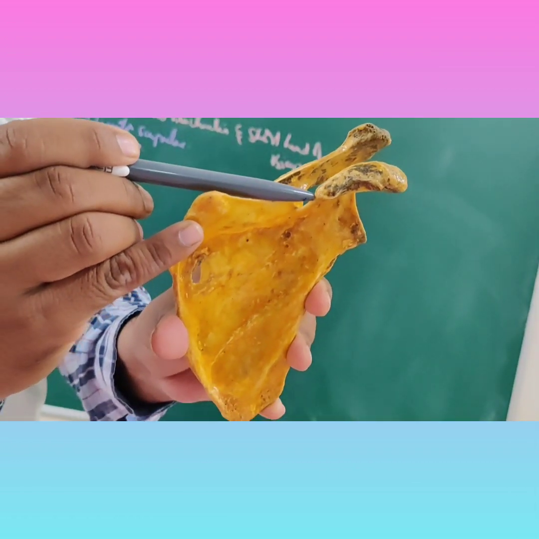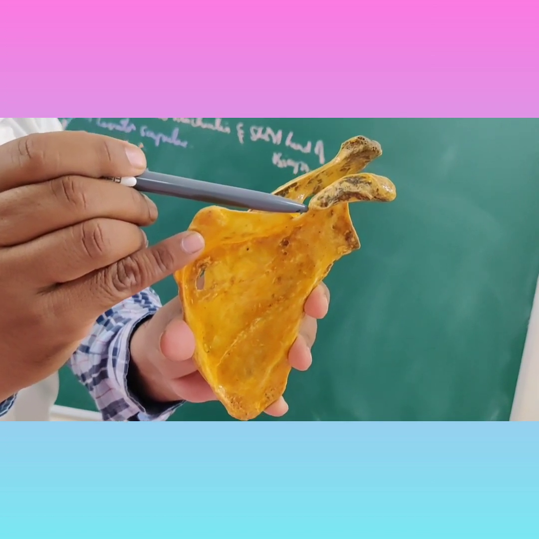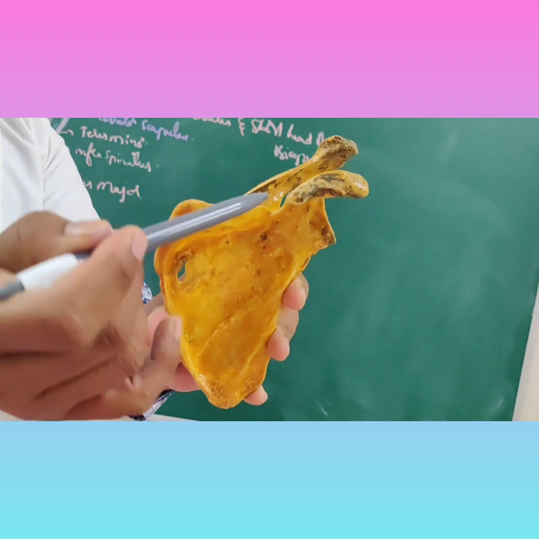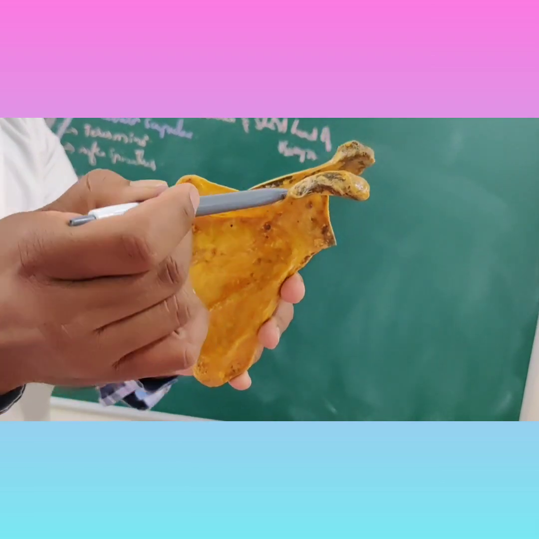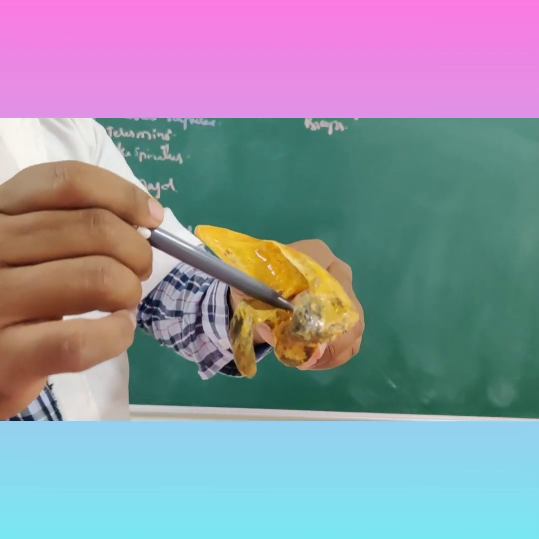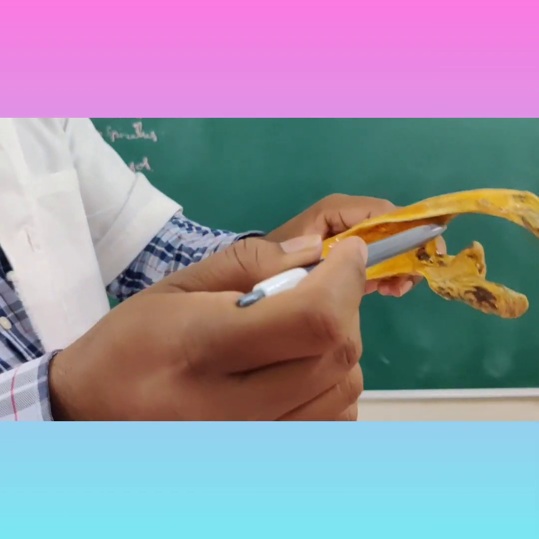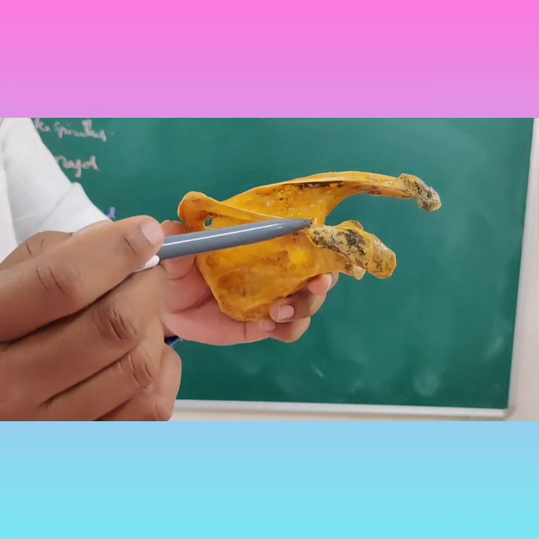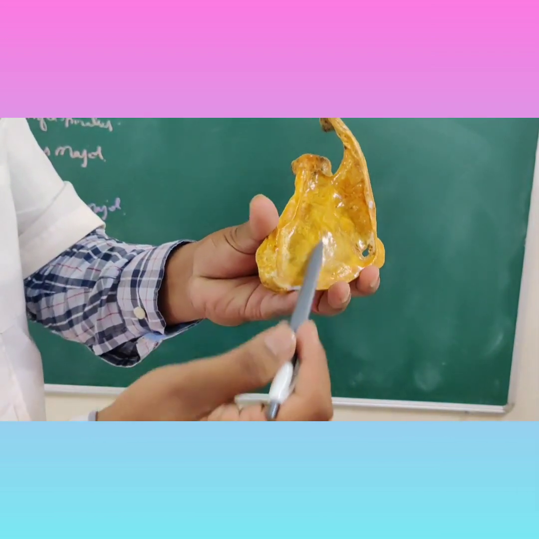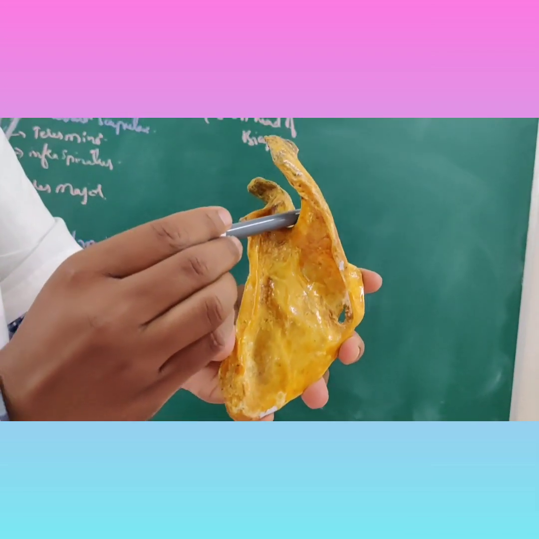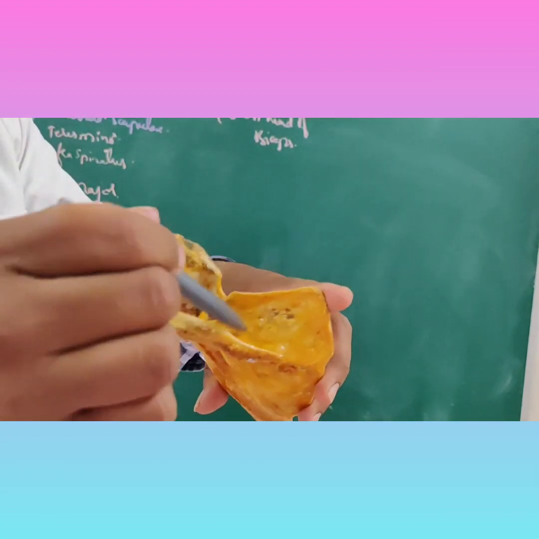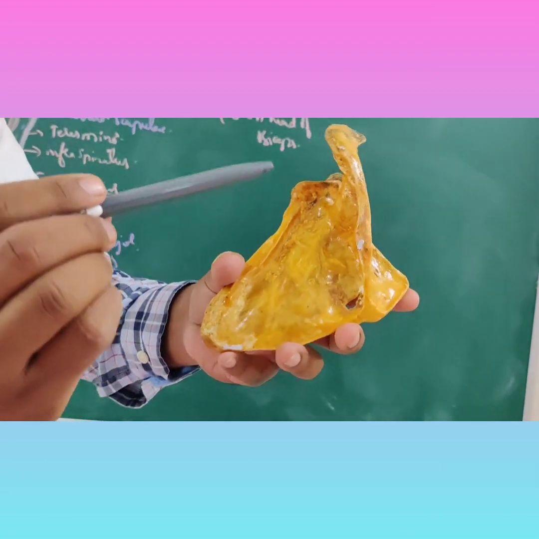Here you have the attachment of the suprascapular ligament. Okay, so if there is a presence of ligament, it becomes a foramen. We say suprascapular foramen. Suprascapular nerves pass through this foramen. Okay, the nerve passes like this, and this is the spinoglenoid notch. It communicates the supraspinous fossa with the infraspinous fossa.